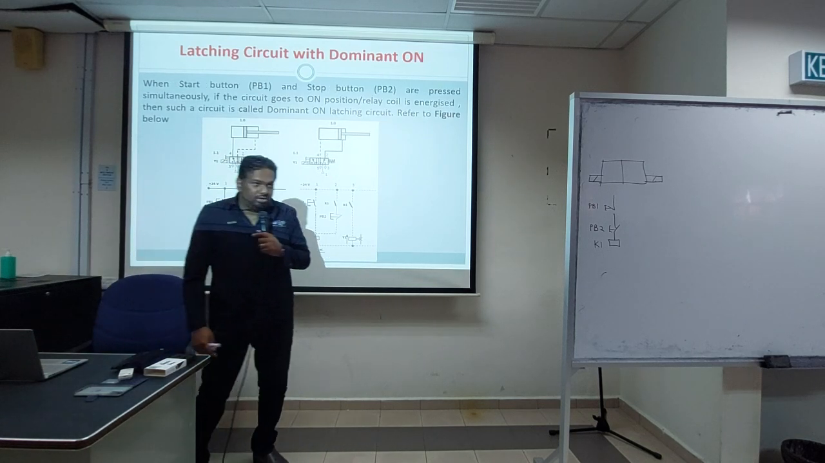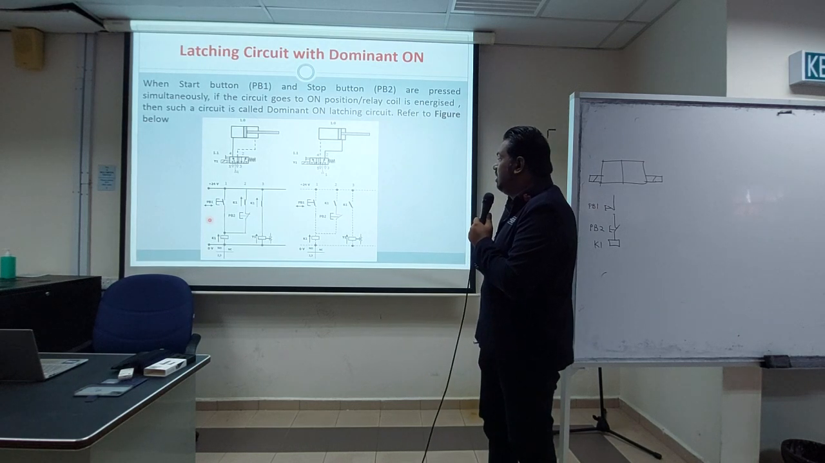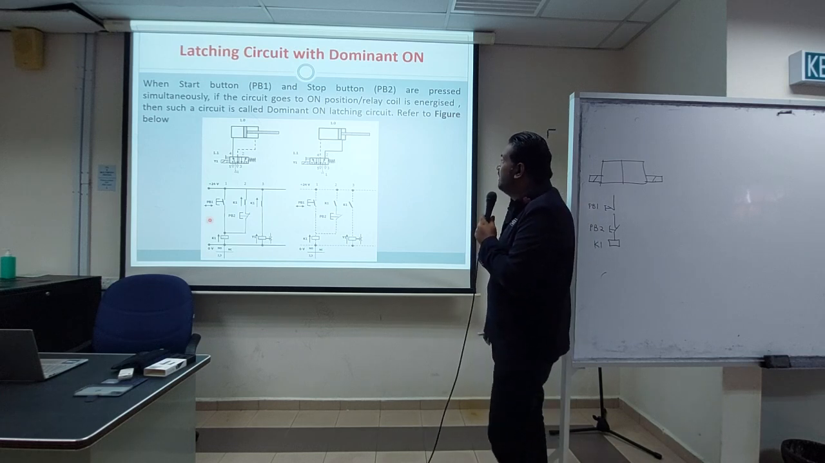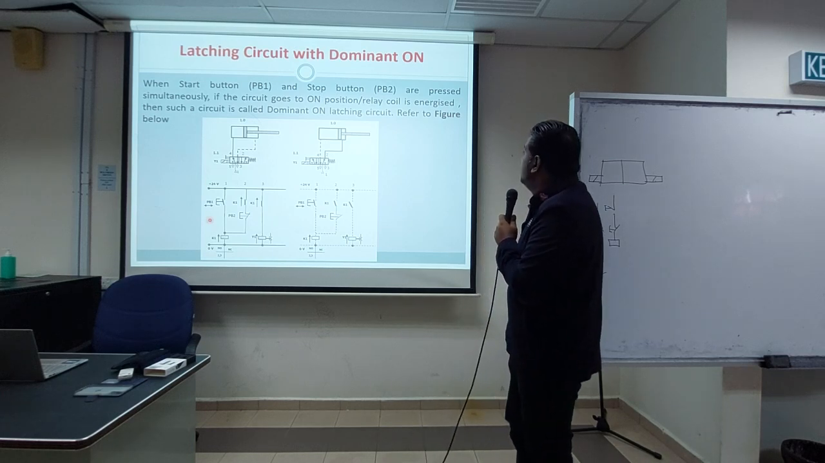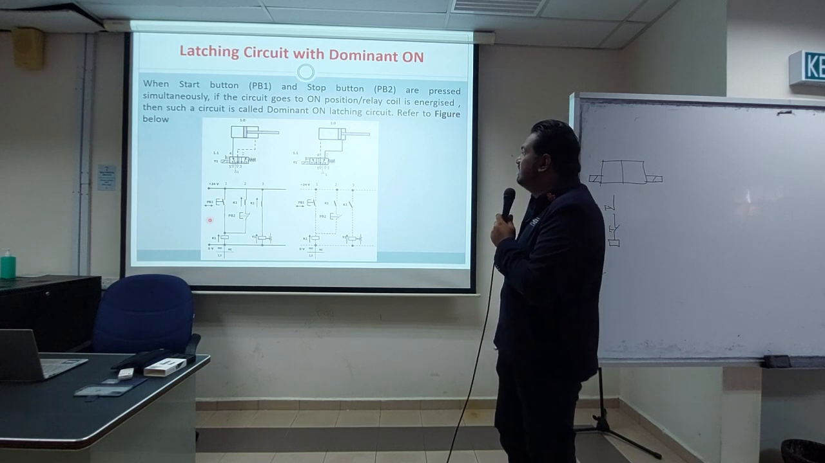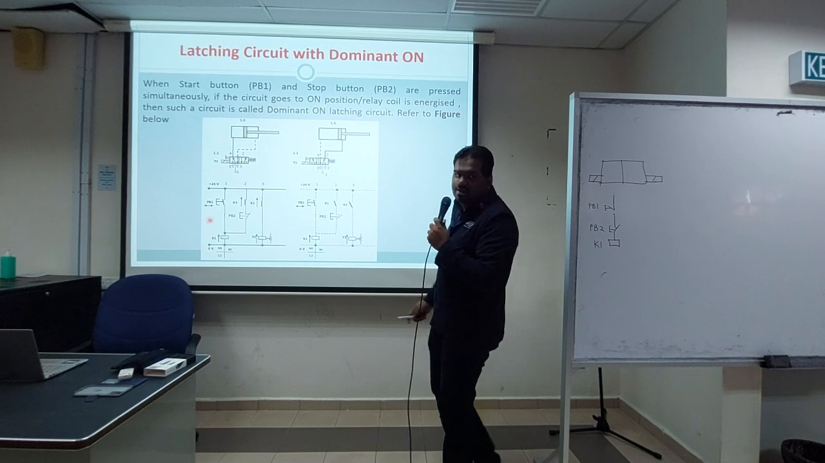Kemudian ada dominant on. So apa itu dominant on? So okay, so circuit dia pun a bit different lah. So when start button push button 1 and stop button push button 2 are pressed simultaneously, if the circuit goes on position, a relay coil is energized, then such a circuit is called dominant on. So latching circuit. So yang ni saya tak lukis lah.